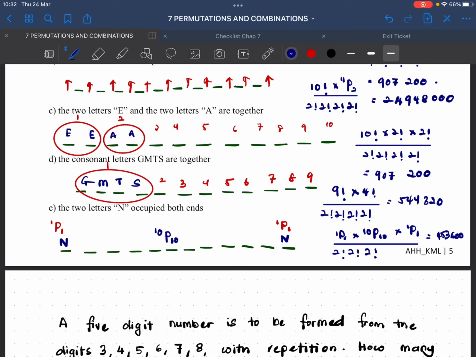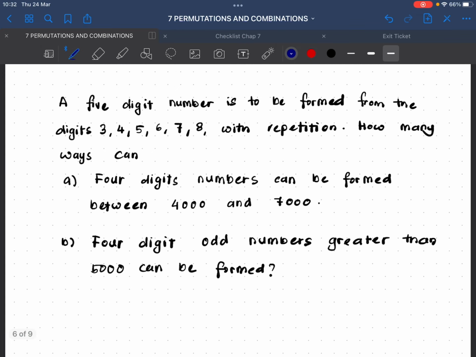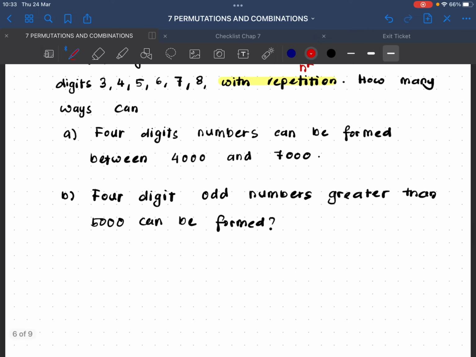So kita tengok satu lagi example dekat sini. Last example, a 5-digit number is to be formed from digit 3, 4, 5, 6, 7, 8. So ada 5 digit dekat situ with repetition. Okay, so boleh diulang. Ingat, keyword untuk with repetition ialah n to the power of r. Okay, how many ways can 4-digit numbers can be formed between 4,000 and 7,000?